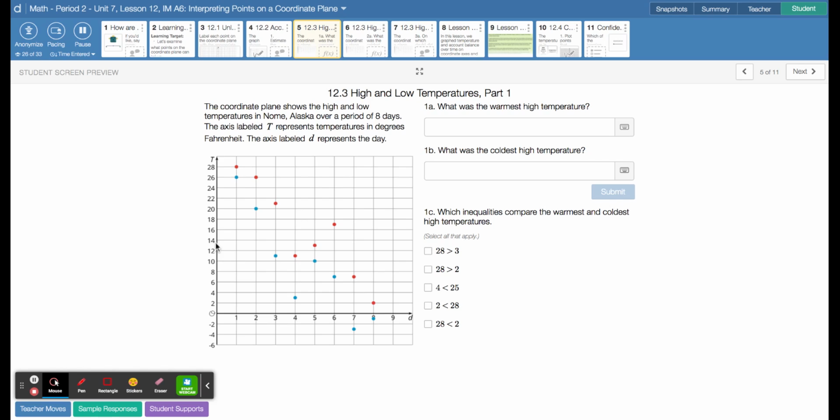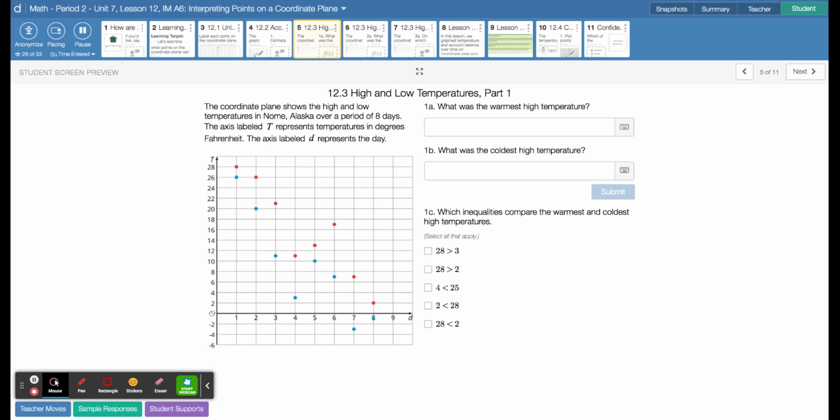This would be 14 degrees Fahrenheit. And I'm also noticing that it looks like we're counting by 2's on this side too. Over on this side, on the other hand, we're looking at each day. And so on day 1, I'm seeing that my high temperature is 28 degrees Fahrenheit, and I'm noticing that my low temperature is 26 degrees Fahrenheit. So my red dot, you'll notice, is what is representing my high temperature for that day, and the blue dot represents the low temperature for that same day.